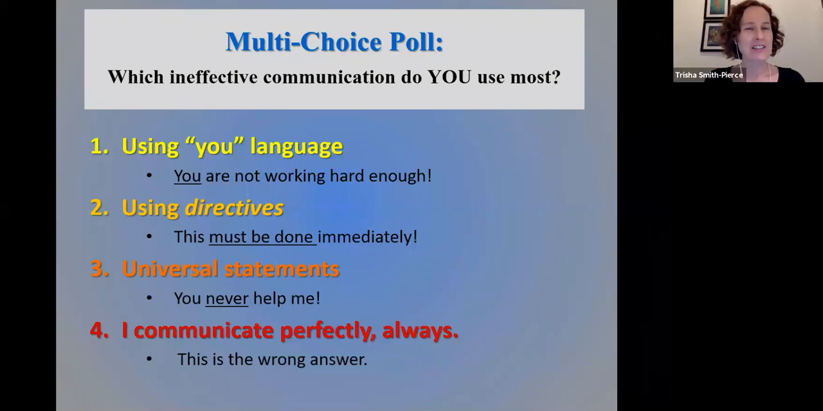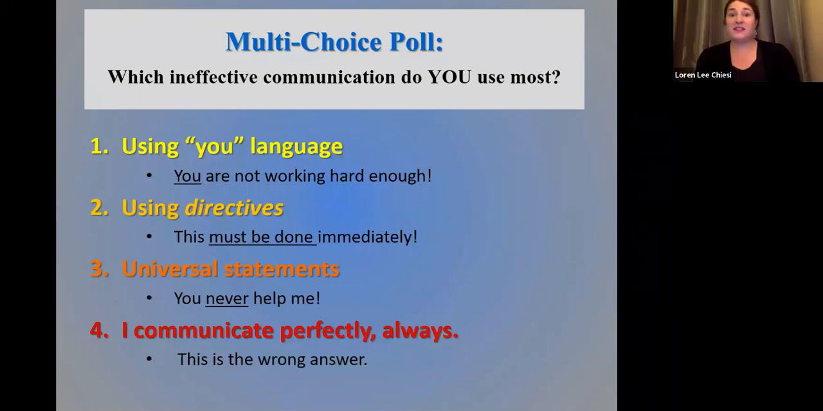Let's see what we've got here. Where people are still responding. And wow, it's pretty evenly split. That's good. So that means everyone has a little bit to learn on how they can change up those behaviors from this. Yeah, I agree with you.